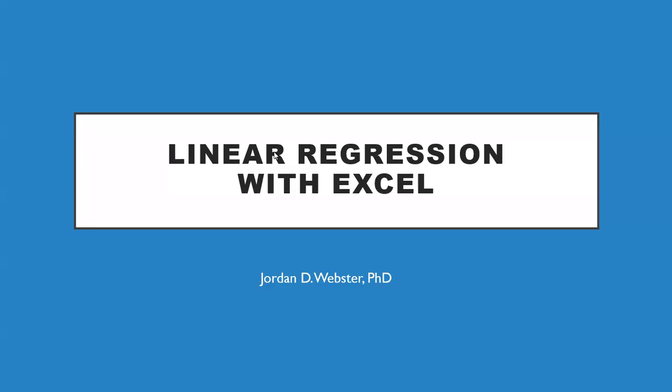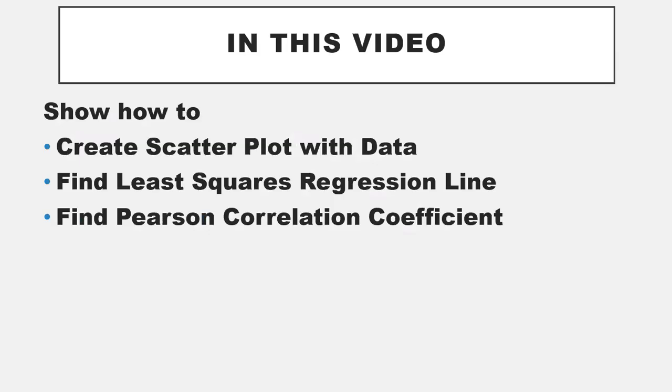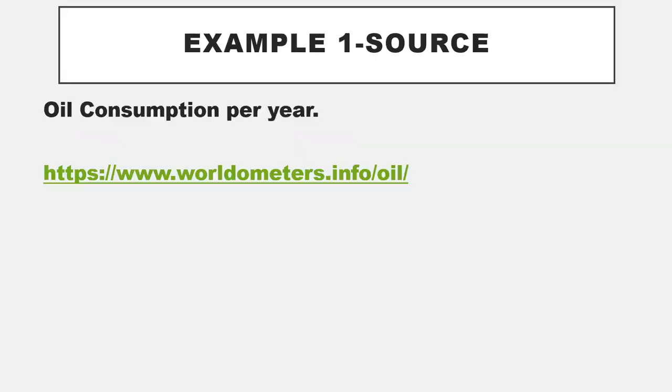In this video, we're going to take a look at how to do linear regression with Excel. First, we'll create a scatter plot with some data that we're given. Then we'll find the least squares regression line, and then we'll find the Pearson Correlation Coefficient with Excel. Let's jump right into it.